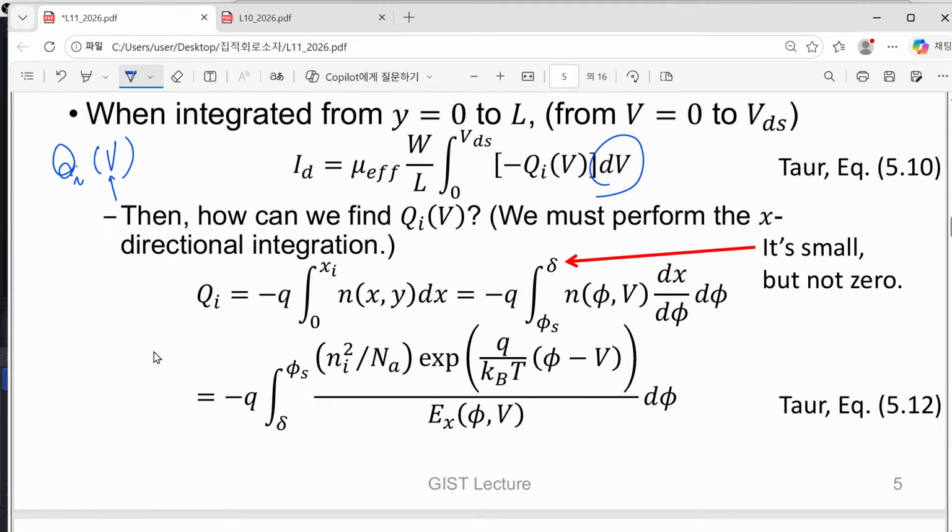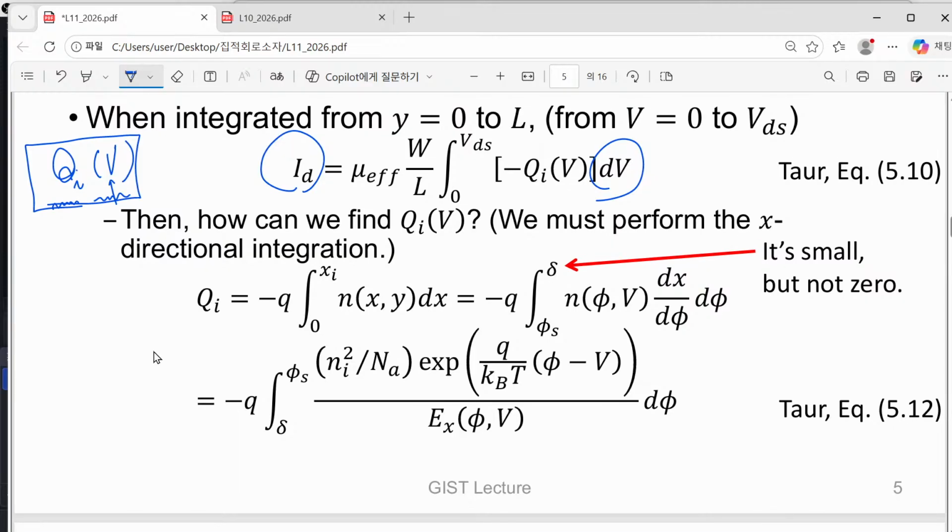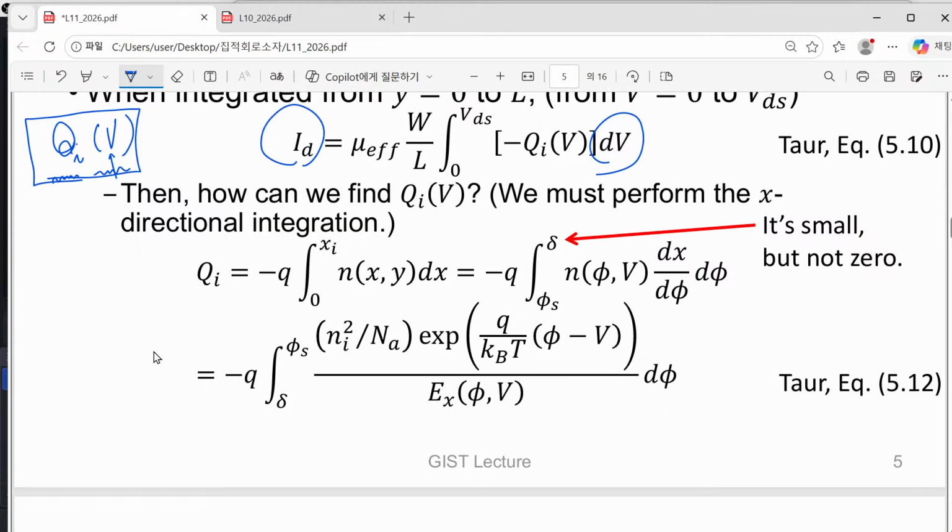Then the remaining question is, if we can express Q sub I, inversion charge, as a function of electron quasi-Fermi potential, then we can calculate the ID. Then how can we understand the relation between Qi and V? So that is discussed here. So let me just do it.